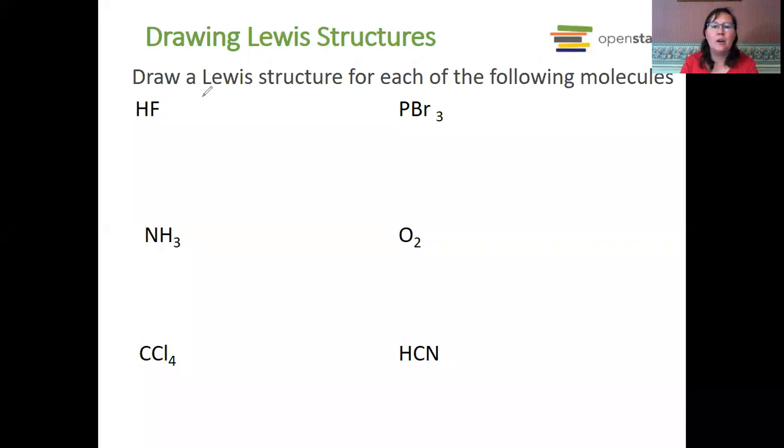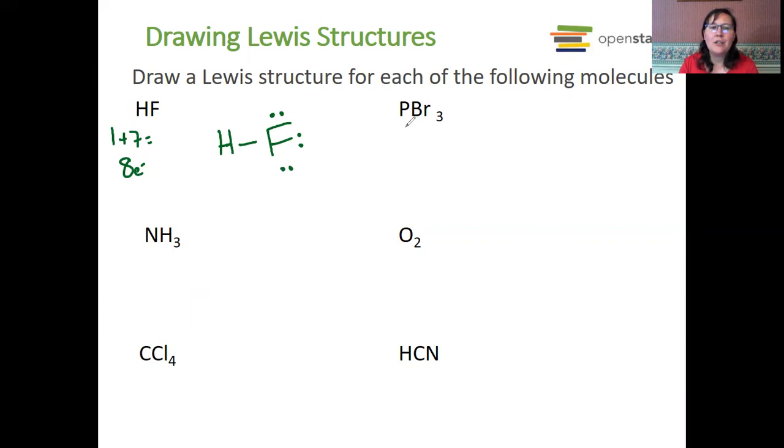We have hydrofluoric acid. So we always start by adding our valence electrons: 1 + 7 = 8. Okay, and then I'm going to place them like so. I know that hydrogen can only have 1 bond, so everything else has to go on fluorine. And I have 8 electrons accounted for. Then we have phosphorus tribromide.